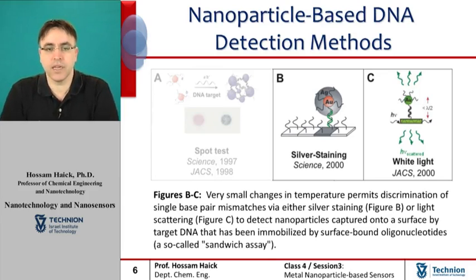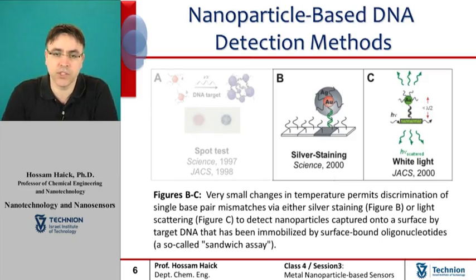At high target DNA concentrations, many nanoparticles are attached to the transparent surface. In this case, the high concentration of the nanoparticles causes a dramatic change in the color, and the substrate looks pink even to the naked eye. At lower target concentrations, the attached nanoparticles cannot be visualized with the naked eye.